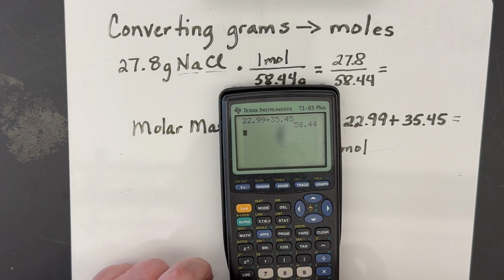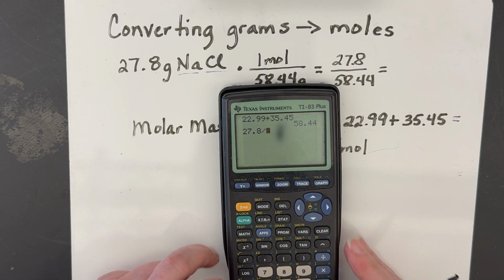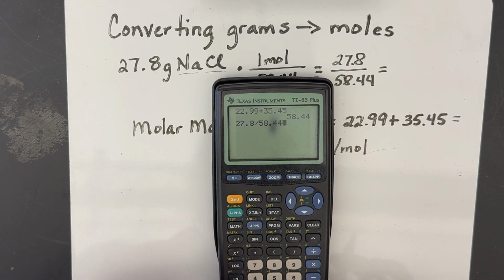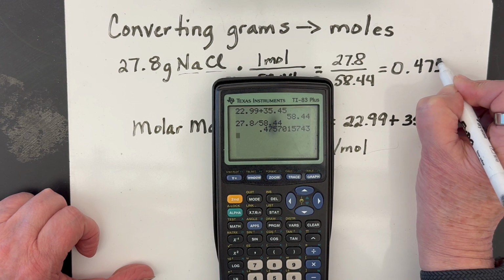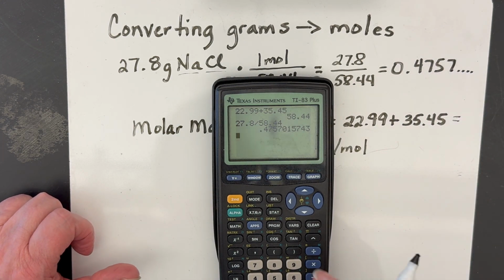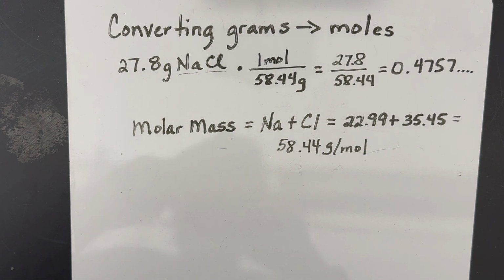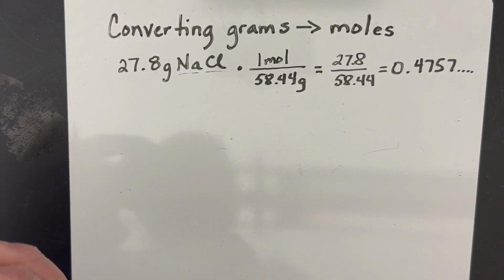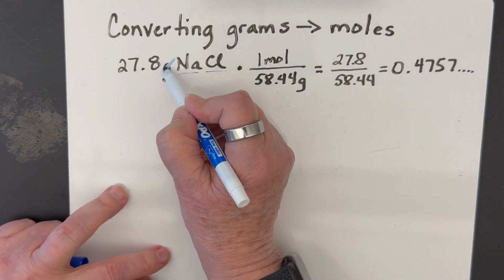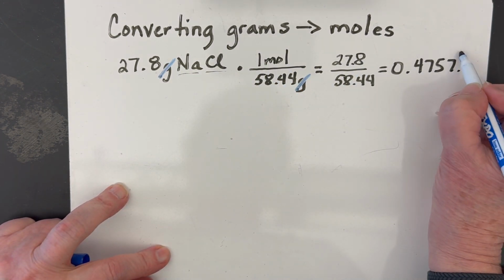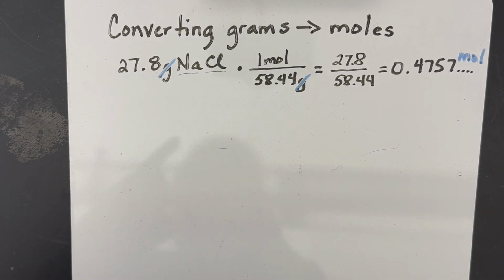So we're going to have 27.8 divided by 58.44 equals 0.4757 and so on. Okay, so we have this big long calculator answer, and how much of that should we actually keep in our final answer? So our gram unit canceled and we're just left with moles, but we want to put the correct number of moles.